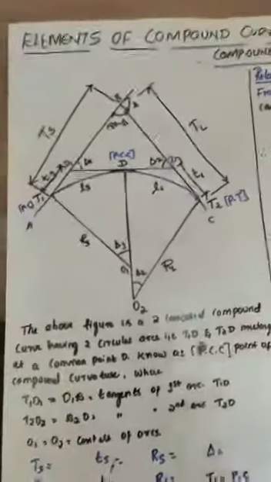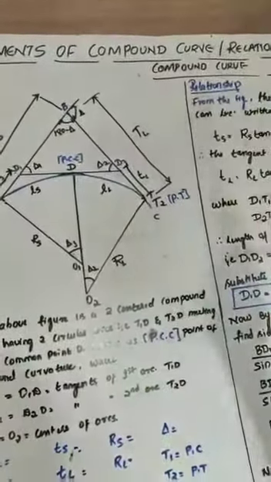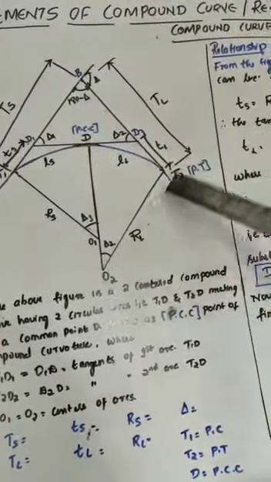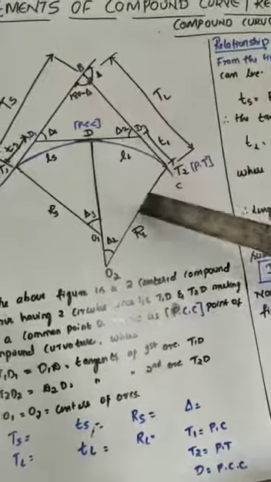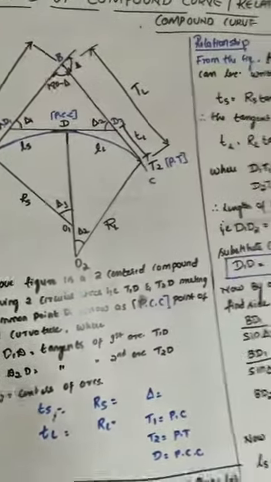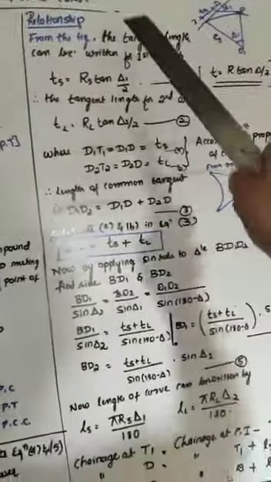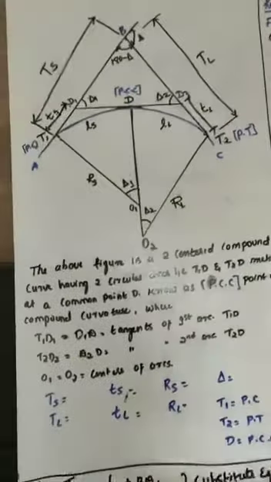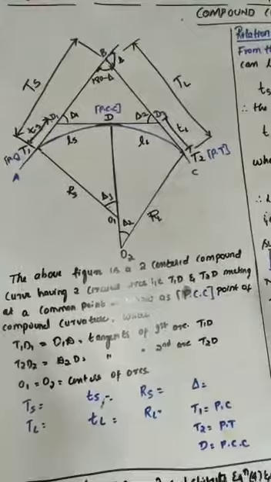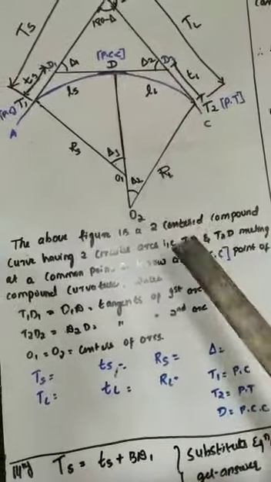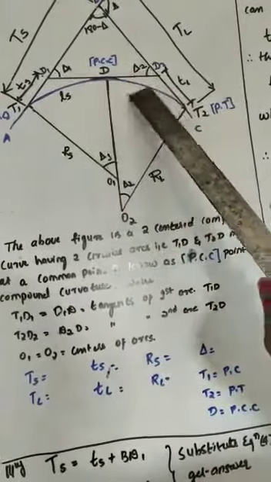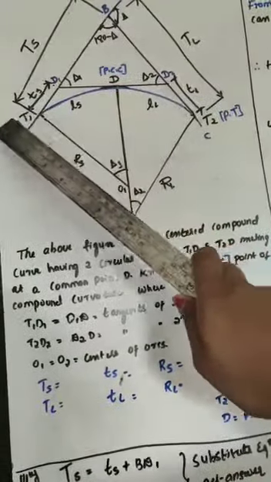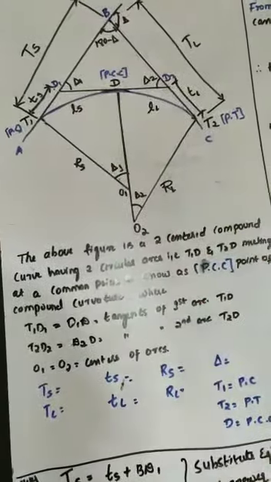Okay, so here, elements of compound curve is nothing but whatever the elements of this curve are. If they are asking for relationship, then we need to explain this entire part. Let us first explain the elements. So we came to know these are the two arcs meeting at a point D. That point is known as PCC, and T1 is known as point of curve, and T2 is known as point of tangent.